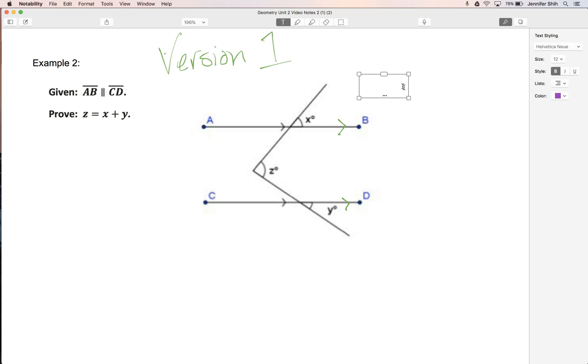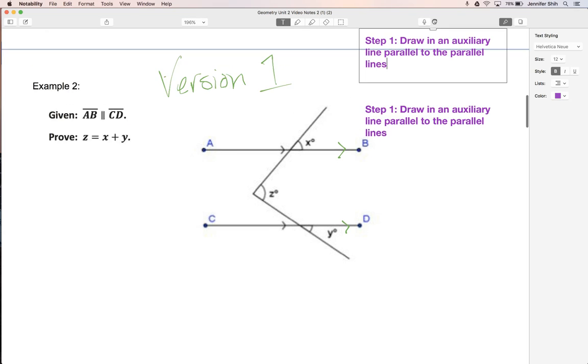So step one, draw in an auxiliary line. Auxiliary. It's a weird word, but practice saying it. Auxiliary. Auxiliary line parallel to the parallel lines.